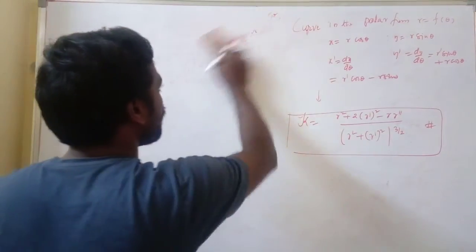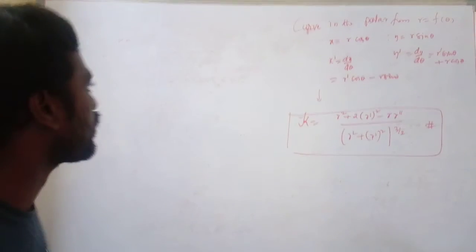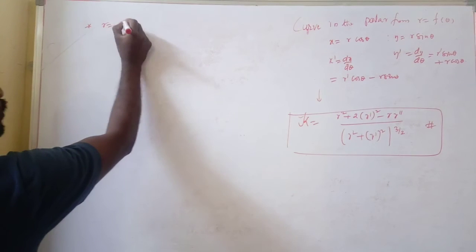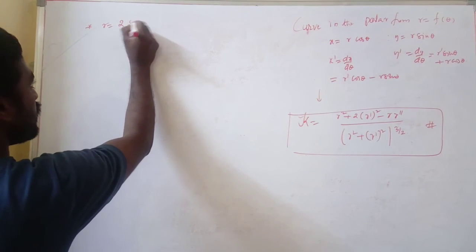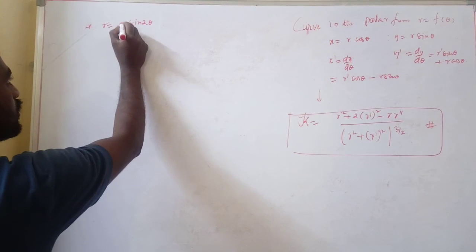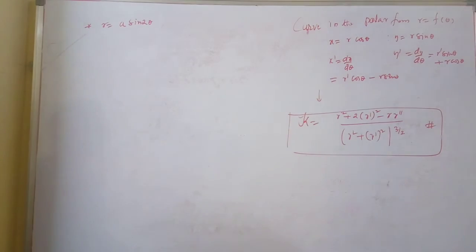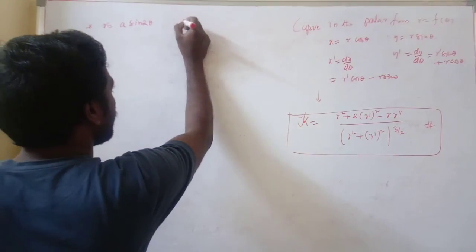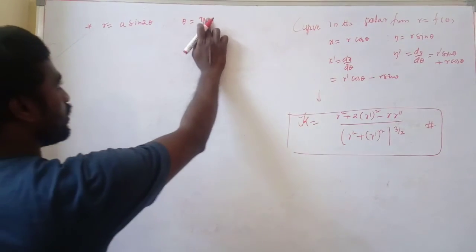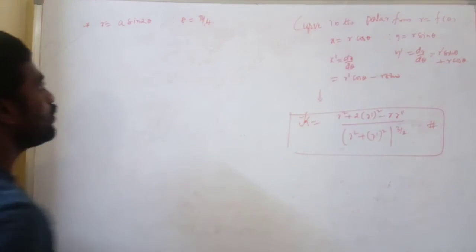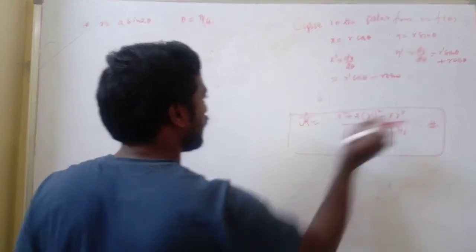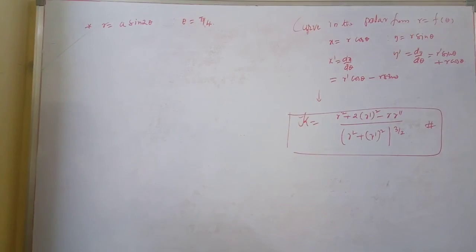Now I want to determine the curvature if the curve is given in polar form. See here, I want to discuss one problem. Suppose r is equal to a into sin 2 theta, at theta equal to pi by 4. So finally you should derive the r derivative and second order derivative at the point theta equal to pi by 4.